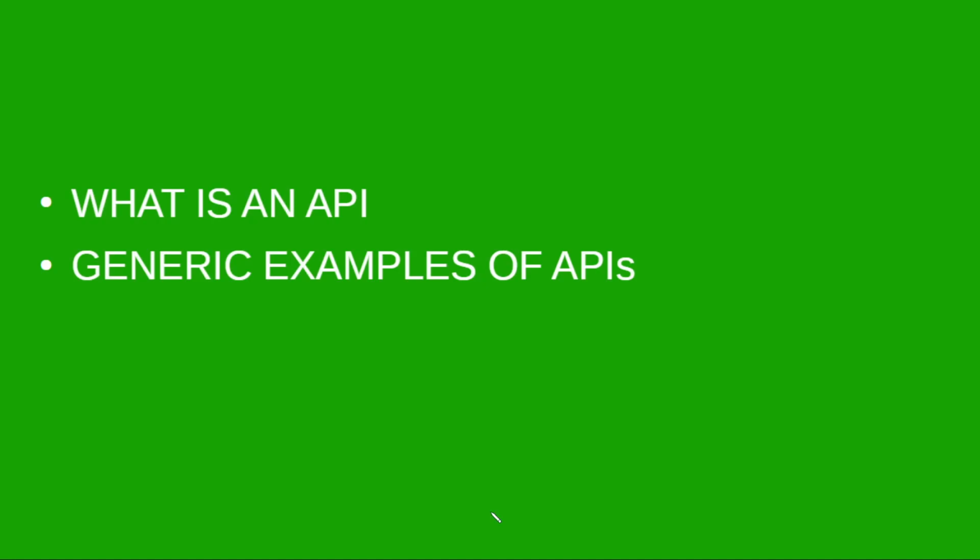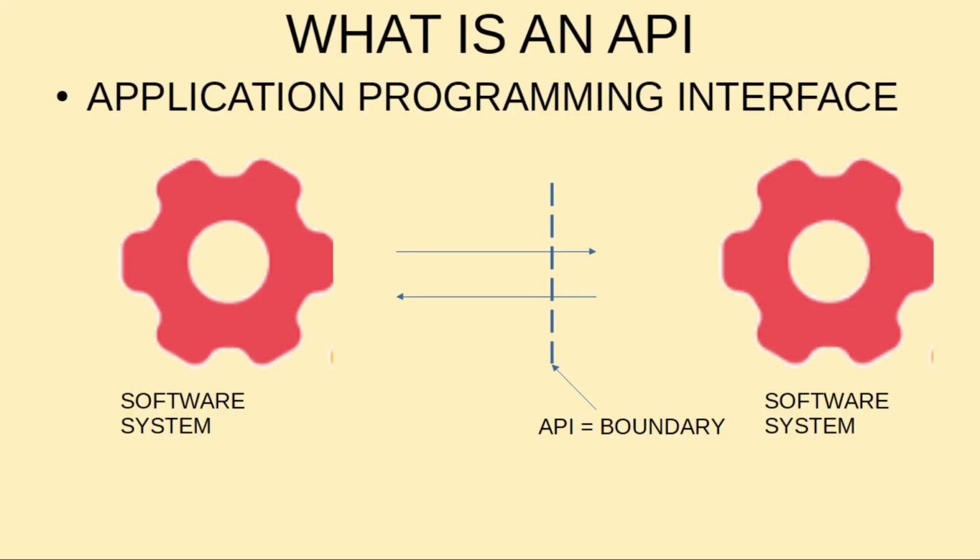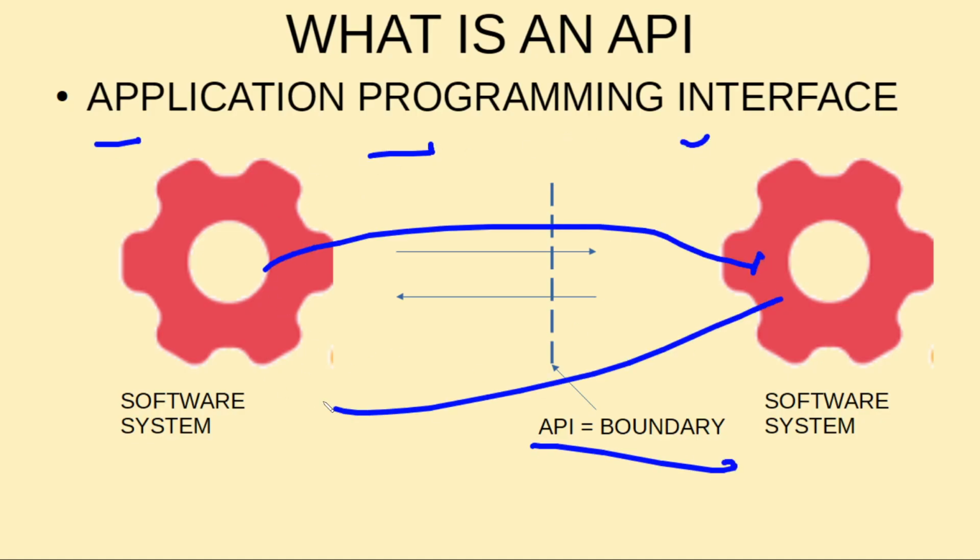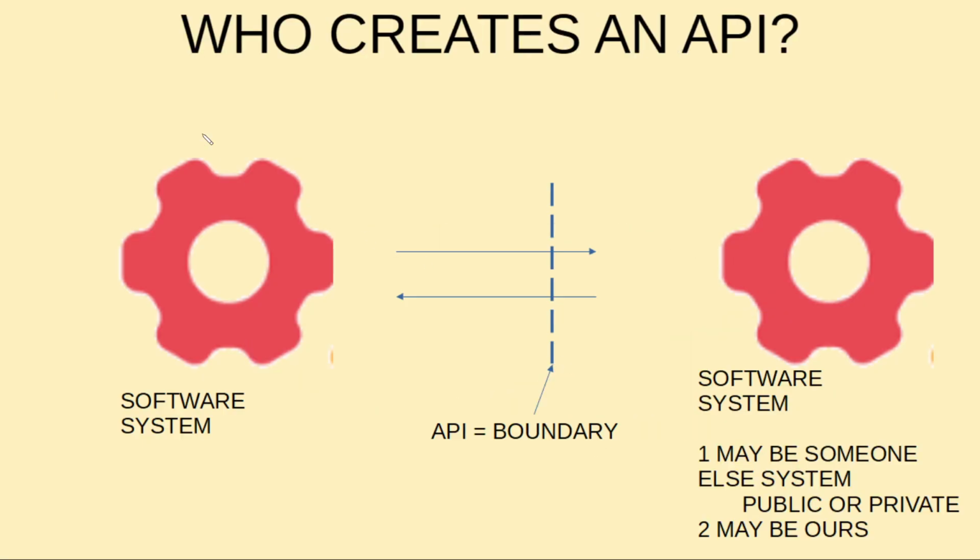In this section, we will see what an API is and generic examples of using and recognizing APIs. First of all, what is an API? API stands for Application Programming Interface. It is a boundary that exists between software systems so they can communicate with each other. So who creates an API?